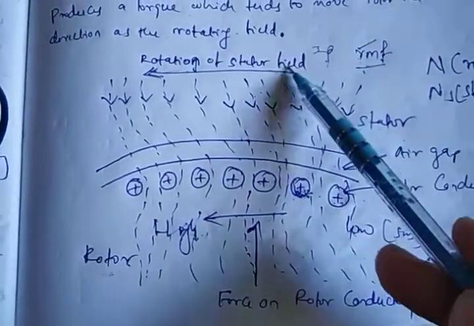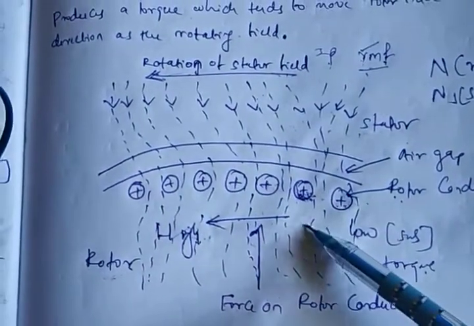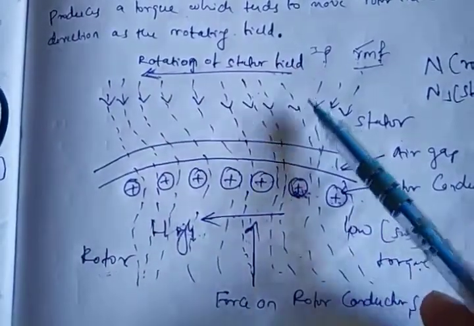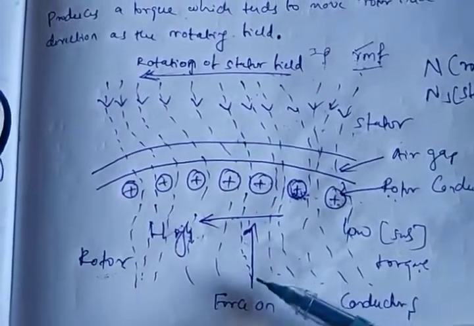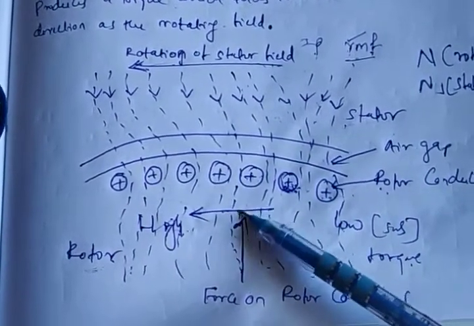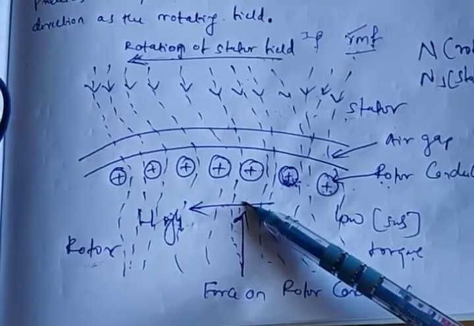It means if the RMF is rotating in the anti-clockwise direction, the shaft is also rotating in the anti-clockwise direction. If it is rotating in the clockwise direction, the shaft is also rotating in the clockwise direction. In that way, the rotor starts rotating in the induction motor.